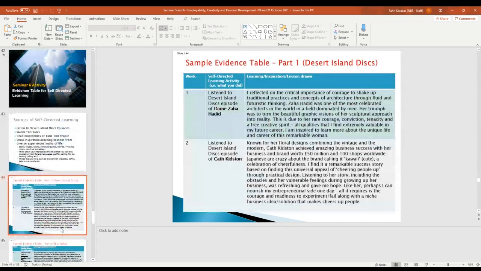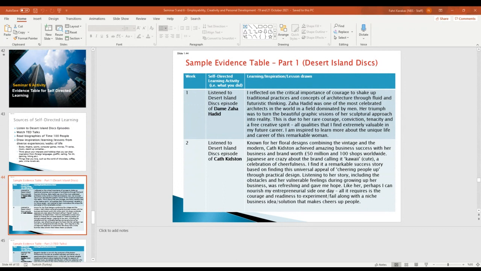Okay. I created a similar table for myself. You will see, you can follow this as an example. For example, in the first 2 weeks, I listened to 2 Desert Island Discs episodes. By the way, you can include just 6 activities. That's it for this. Just include 6 activities for these first 6 weeks.